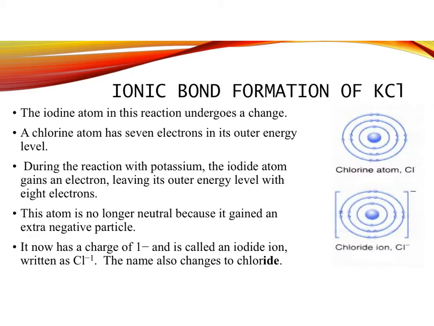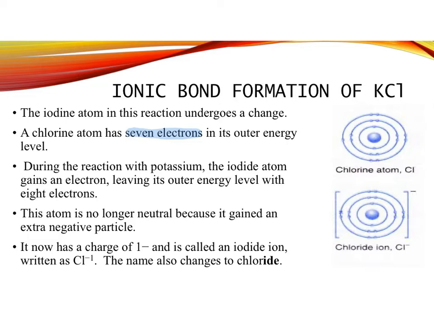Anyway, same thing would happen to iodine. If we look at chlorine, chlorine has 2 in the first shell, 8 in the second shell, and 7 in the third shell. All right, so the chlorine's going to undergo a change, and that's because it only is starting out with 7 electrons in its outer shell. Well, it's easier for chlorine to get 1 than to lose 7.